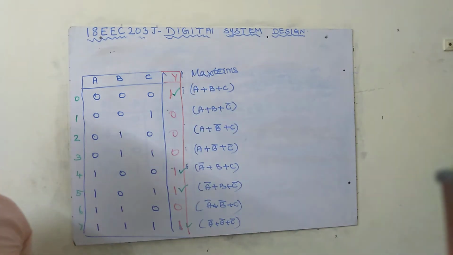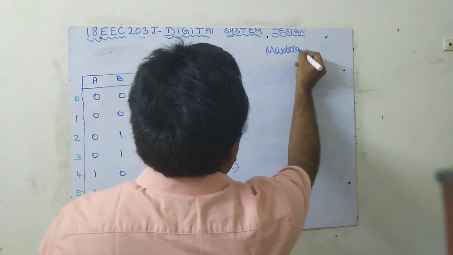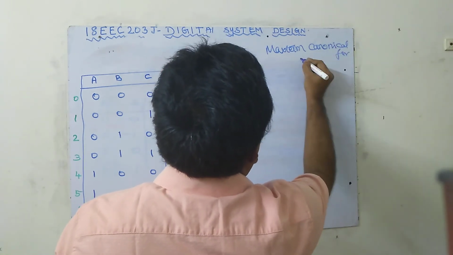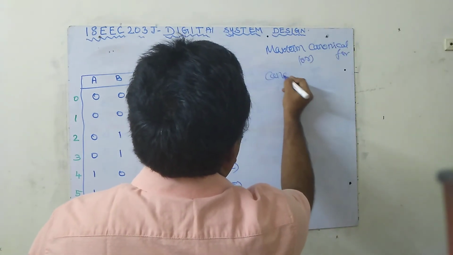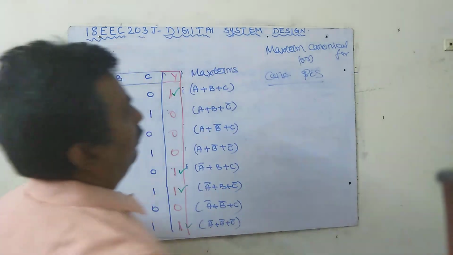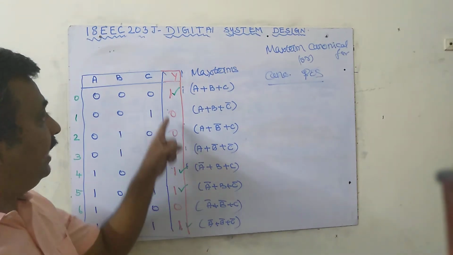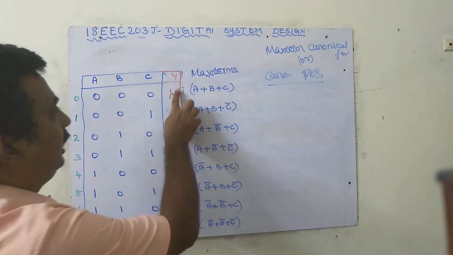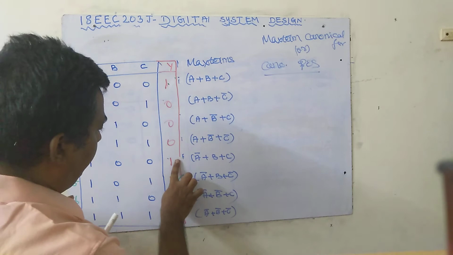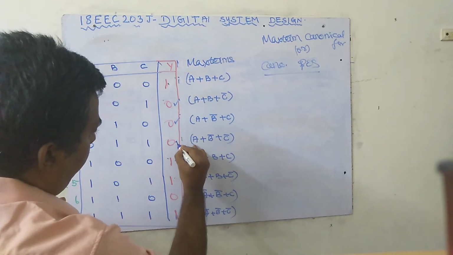Next, the max term canonical form, or canonical POS form, product of sums form. What is meant by canonical POS form? Same thing, but previously we selected 1, and here we have to select 0. Where are the zeros available? Zeros are available here, here, here and here.